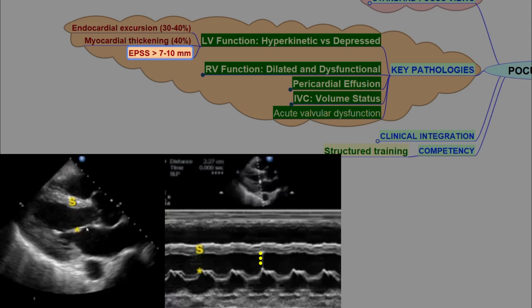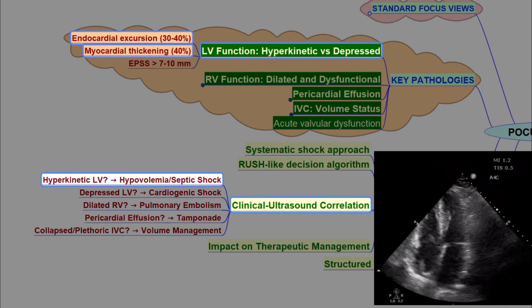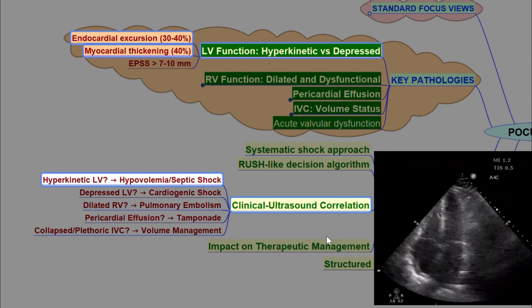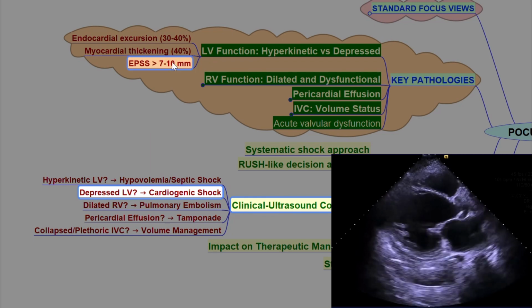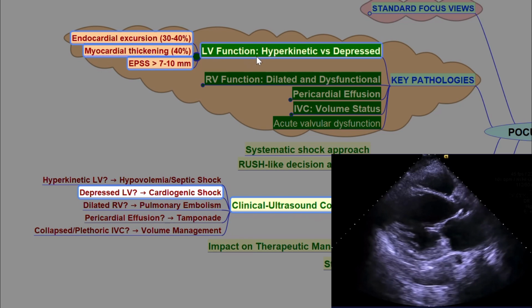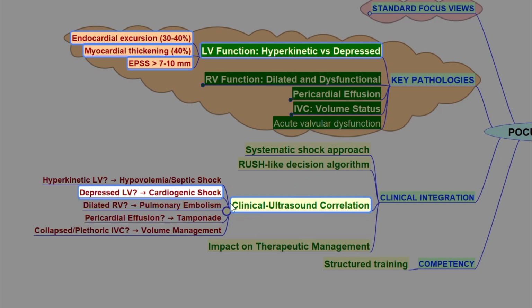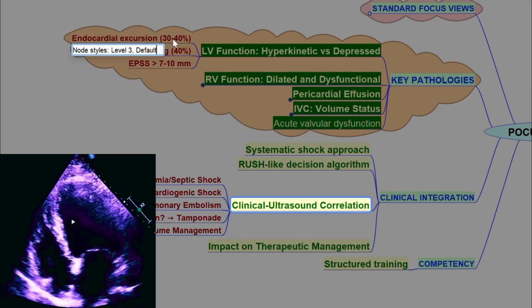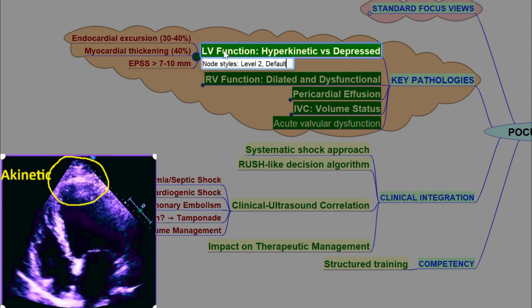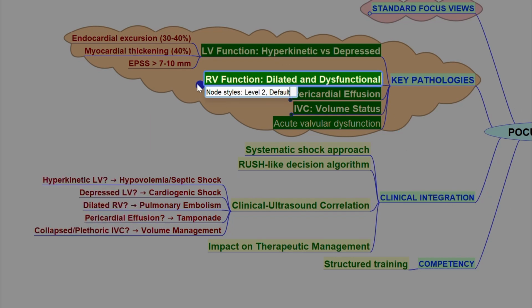If you use these key patterns with clinical correlation, here, for example, we have a hyperkinetic LV, cavity nearly obliterated in systole, vigorous movement. We'll consider septic shock, vasodilation, or hypovolemia. But if we have severely depressed LV function, minimal motion, little thickening, and increased EPSS, we'll consider cardiogenic shock, myocardial infarction. If we have segmental wall abnormalities, an area that is akinetic or dyskinetic or with paradoxical motion, in the parasternal view, we should consider acute coronary syndrome.